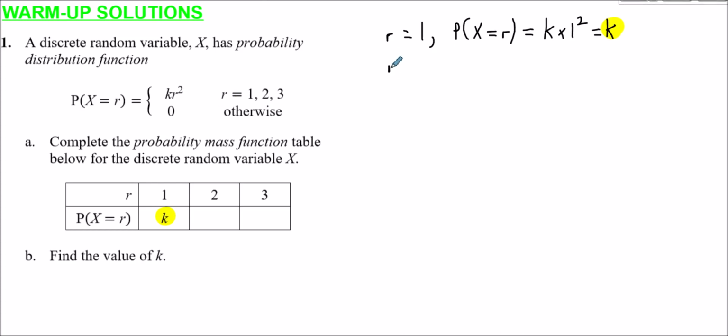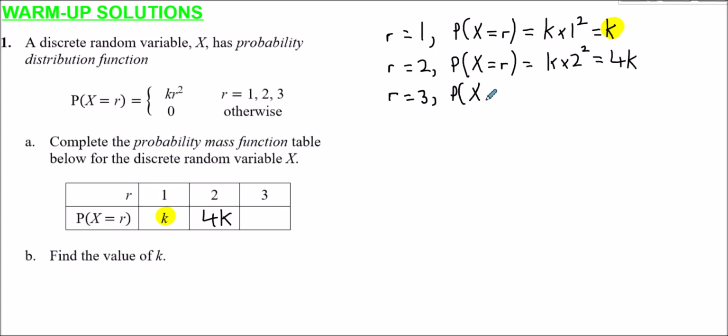So when r is 2, the probability of x being 2 is k multiplied by r squared, which is now 2 squared. And obviously 2 squared is 4, so that's 4k. And finally, hopefully you've got the idea now, when r is 3, the probability of the random variable being 3 is k multiplied by 3 squared. 3 squared is 9, so that becomes 9k.